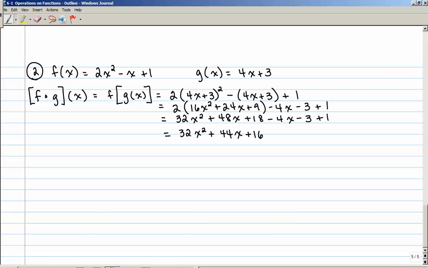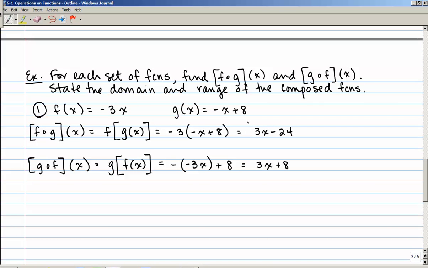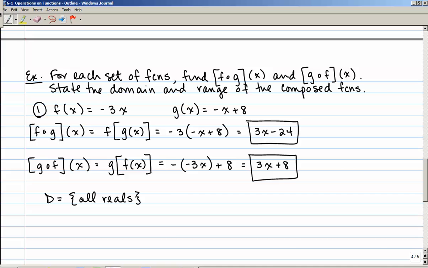Oh, and you know what I forgot to do on the last one is I forgot to state any restrictions on the domain and range. So hold on, let me go back on that. Okay, so that was f of g of x. This is g of f of x, and state the domain and range. So for both of these, the domain is all real numbers, because x can be anything, and as well, y can be anything. Okay, so that's my domain and range.